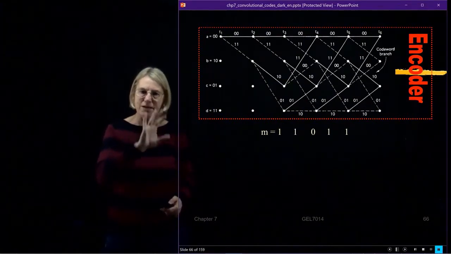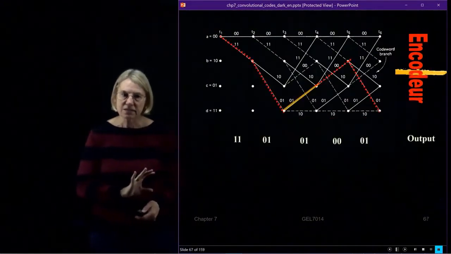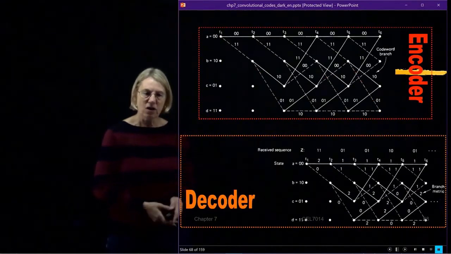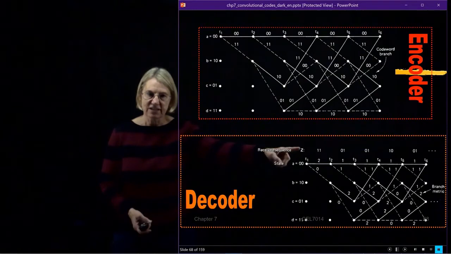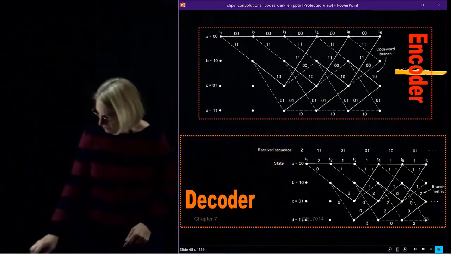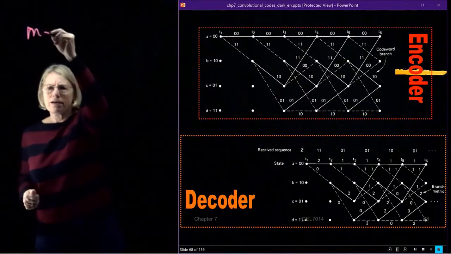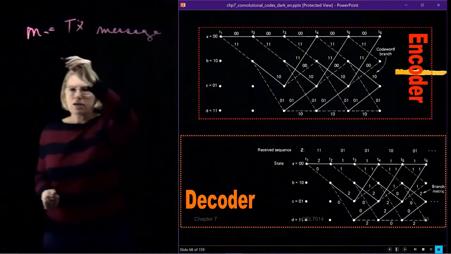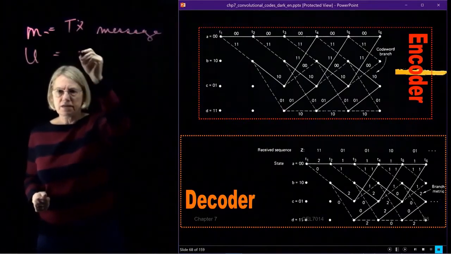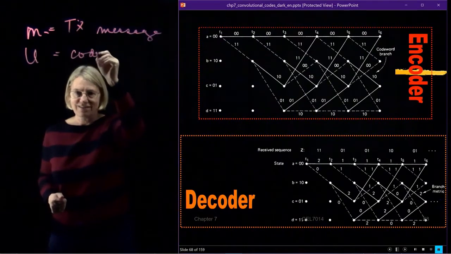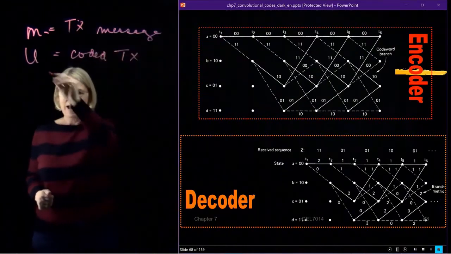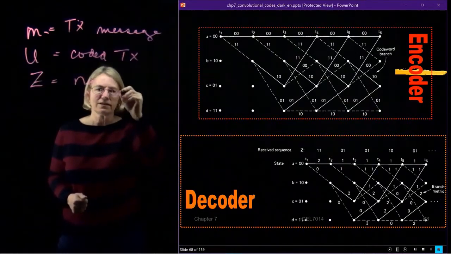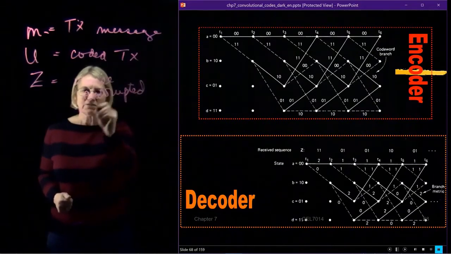So we're going to take the same structure and repeat it, only this time the decoding is going to be based on what the received vector is. So Z is the received vector. I should write this over here. M is the transmitted message, U is the coded transmission, and Z is the noise corrupted received signal.